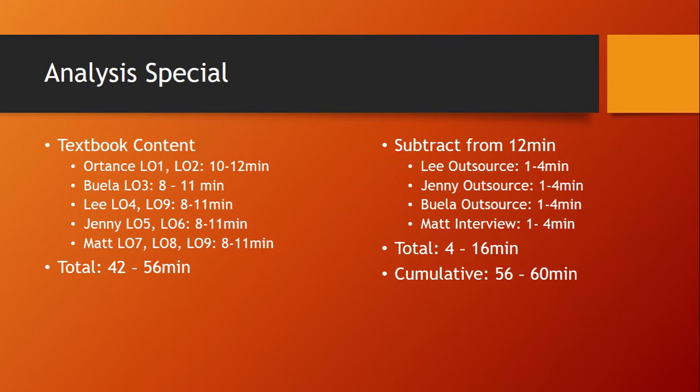For example, if you want to spend 1 minute on outsource, you can spend a maximum of 11 minutes on your textbook contents. If you want to spend 2 minutes on outsource, you can only spend 10 minutes on textbook contents. Even so, if everybody spent the full 12 minutes on whatever they are doing, our cumulative total speaking time will be 56 to 60 minutes.